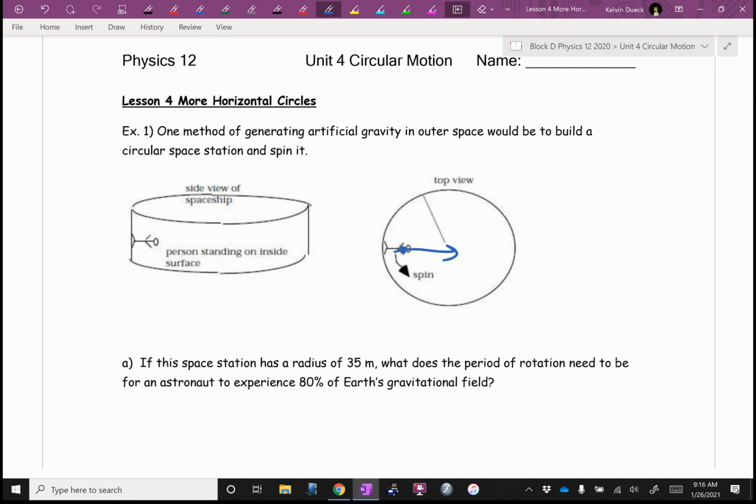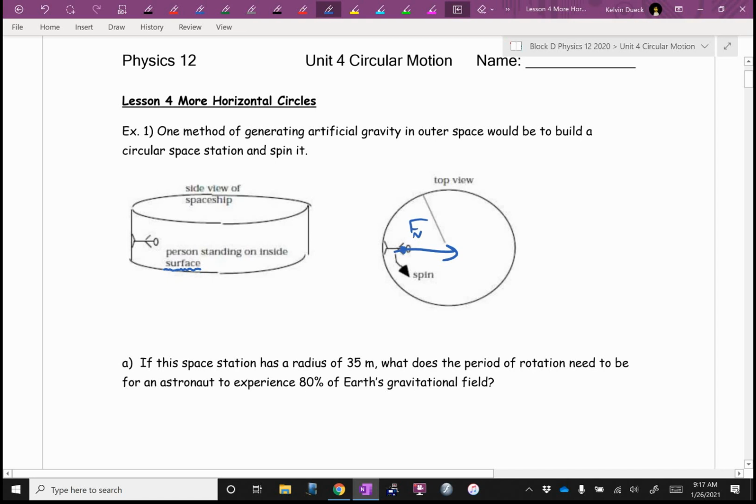And that's my question for you. What's pushing me in a circle? Can I give you a hint? Friction? What do we call the force from a surface? Loud and proud. Ah, normal force is what's pushing me in a circle.